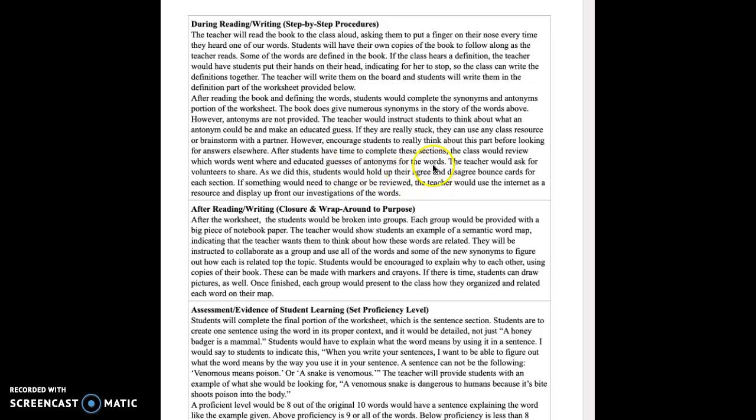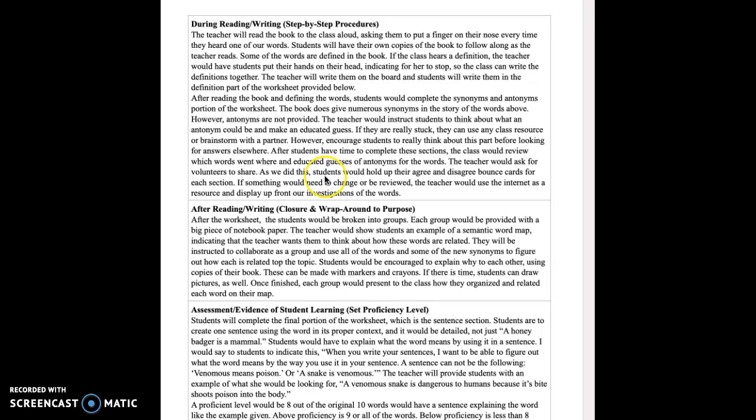After students have time to complete these sections, the class would review which words went where and educated guesses of antonyms for the words. I don't think I gave you details about what class resources could be for students who are looking for antonyms. This could be a dictionary, thesaurus. It could be any internet resource, any books, magazines, any of the classroom print around the class that we have displayed. So those are what I mean by resources.